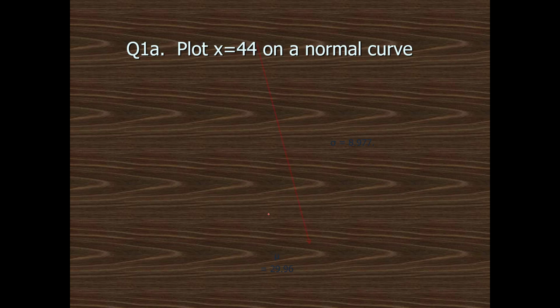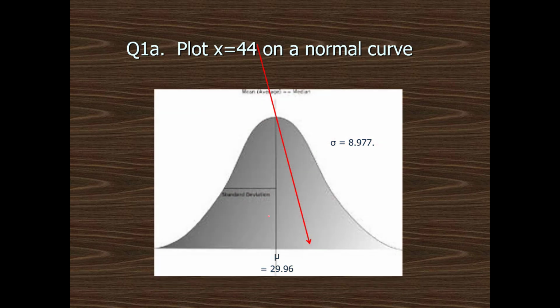First question. Plot x equals 44 on a normal curve. There's the normal curve. We're going to take 44 and plot it somewhere here. Given that there are three standard deviations here, this is going to be 29.96 plus 3 times 8.977, which is three standard deviations above. Two would be about here. So we're estimating that 44 goes here. It might be further over, but we're just estimating right now. We know it's to the right of the mean.